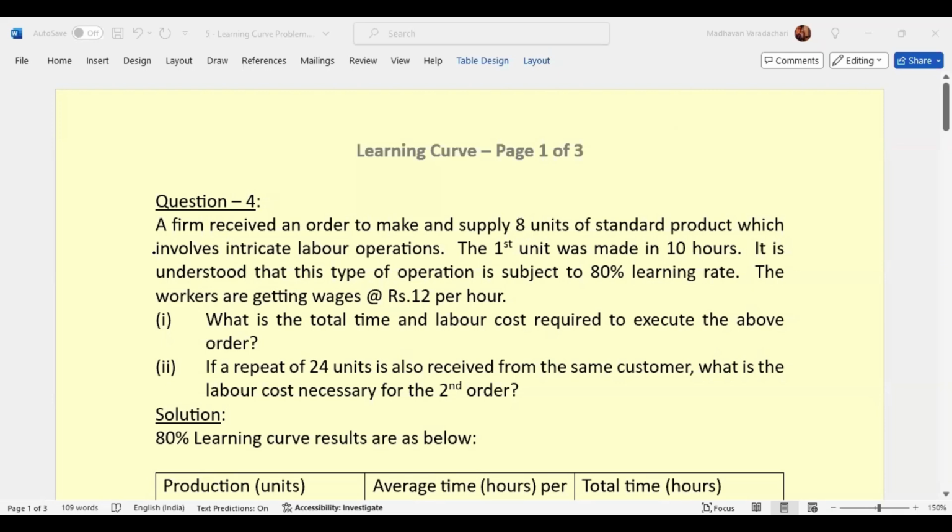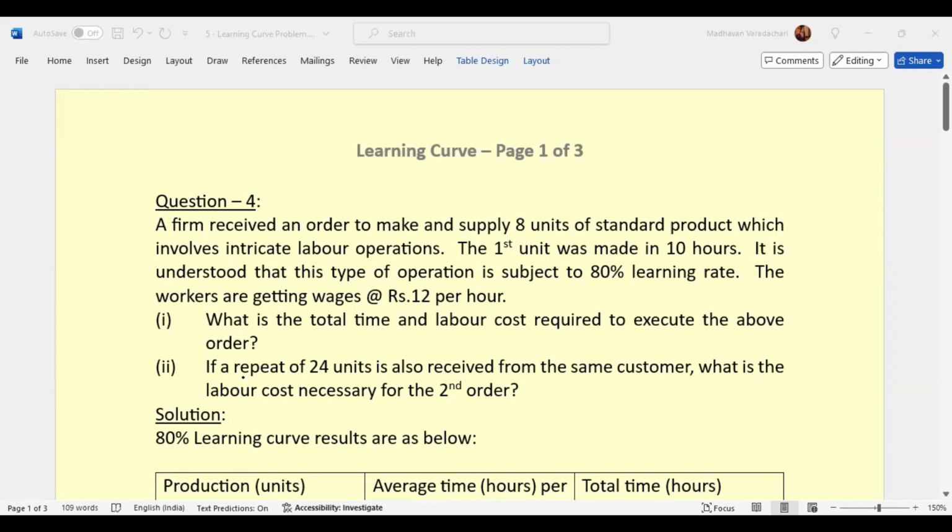This is question 4. A firm received an order to make and supply 8 units of standard product, which involves intricate labor operations. The first unit was made in 10 hours. It is understood that this type of operation is subject to 80% learning rate. The workers are getting wages at the rate of rupees 12 per hour. First question is, what is the total time and labor cost required to execute the above order?